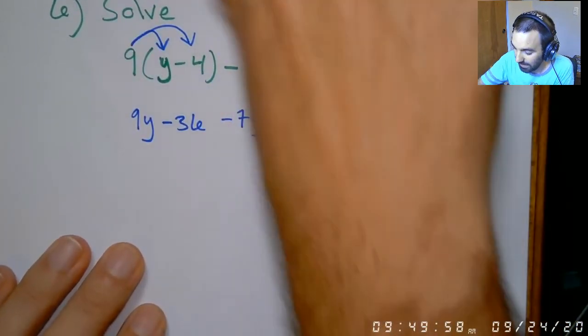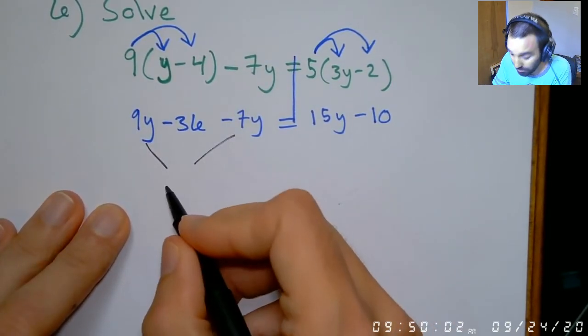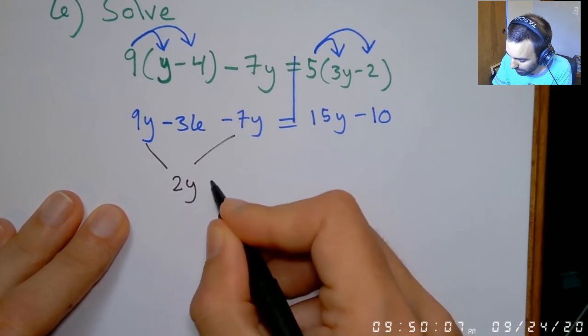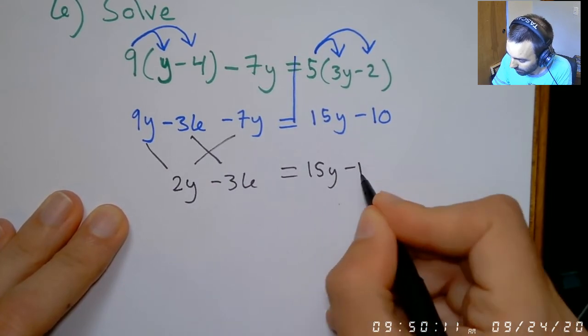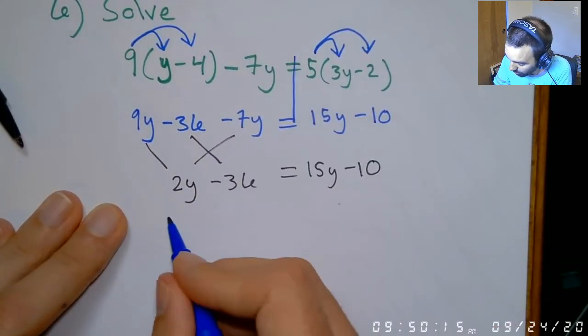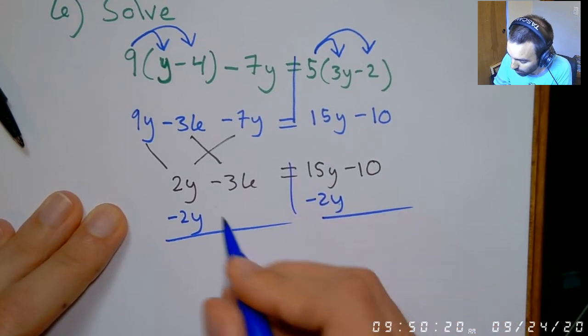Okay. Then what I'm going to do here is I'm going to combine like terms. So 9 minus 7 is 2y, and then minus 36. Sorry, I got to get going because class is almost done. Then I'm going to subtract 2y from both sides, right? Because I want to get all my y's to one side.